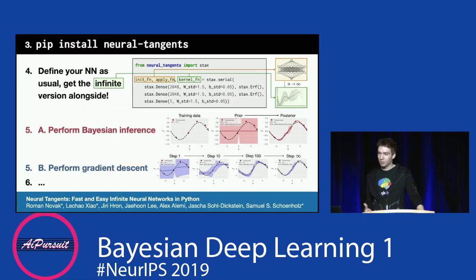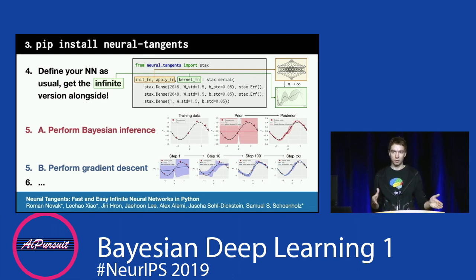To address this, we are releasing a software library called Neural Tangents. With Neural Tangents, you can define your neural network as usual by stacking a bunch of layers together, and then get both the finite and infinite width models simultaneously with no extra code or mental overhead. Once you've defined your model, you can then run fully Bayesian inference or gradient descent on the infinite model and get your test set predictions in closed form along with the uncertainty estimations.